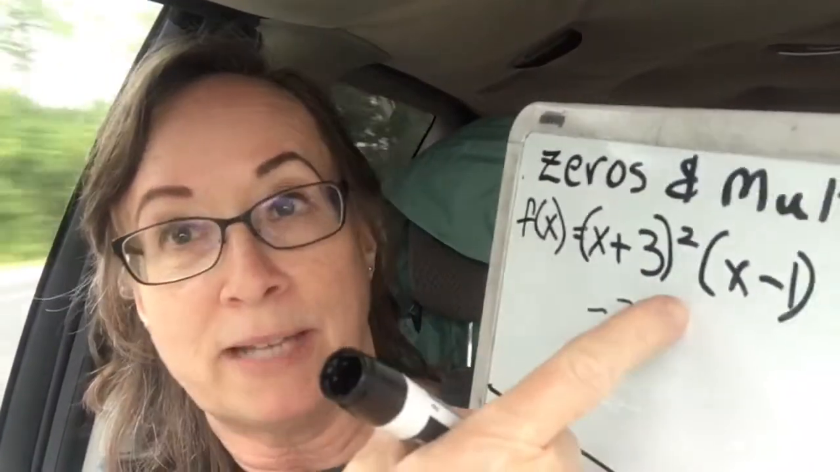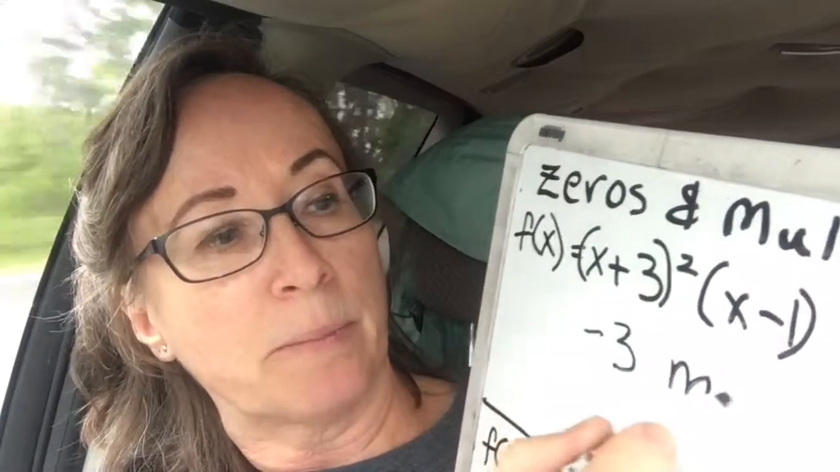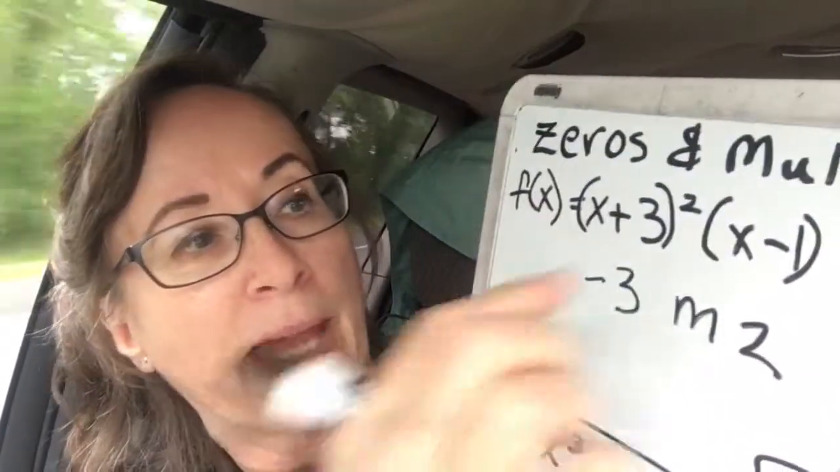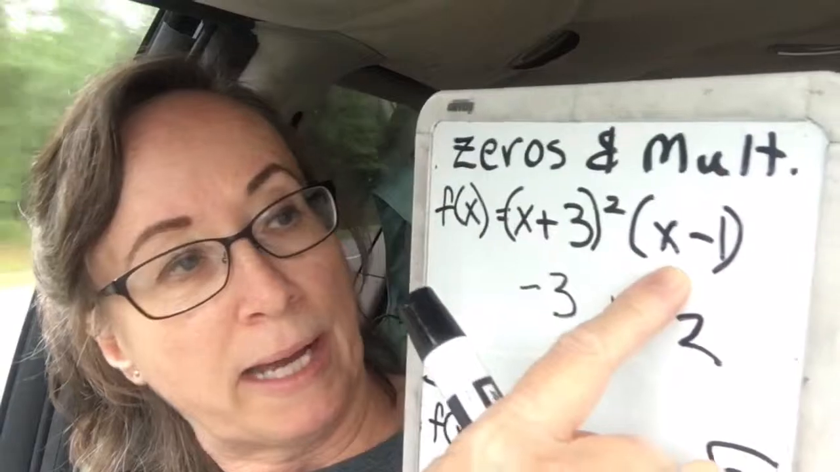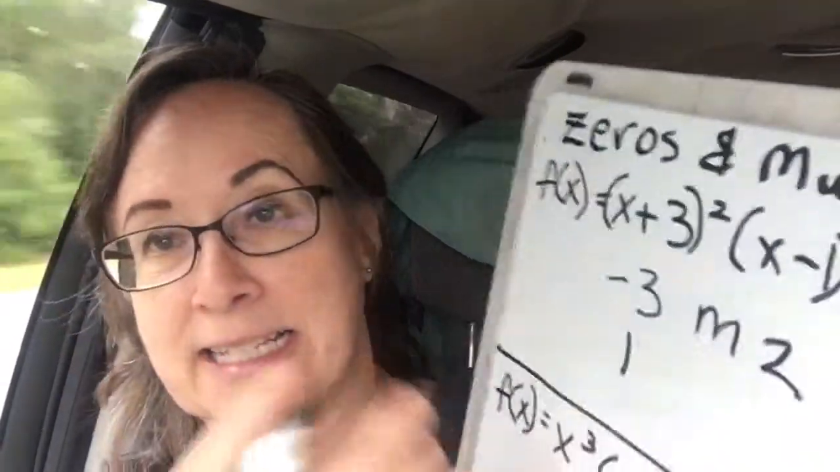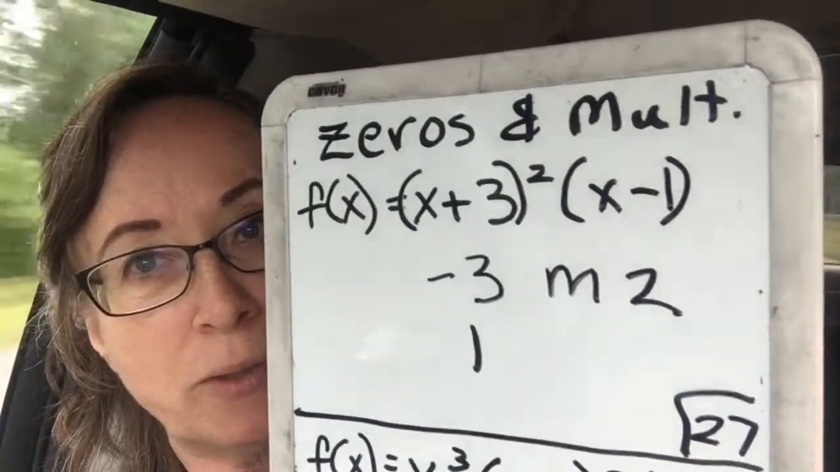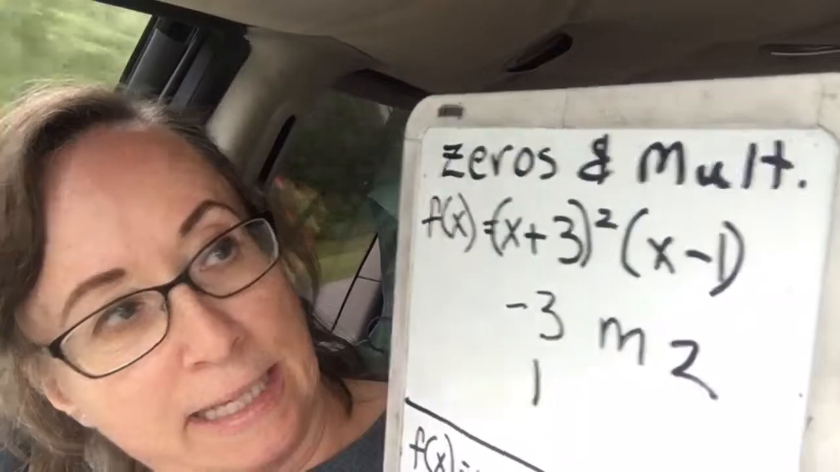But notice that we have negative 3 in there twice, so that's going to be negative 3 with a multiplicity of 2. And then we have another factor, x minus 1, which is going to be a 0 of 1, and it just has a single multiplicity. So negative 3 with a multiplicity of 2, and 1 is a single multiplicity.